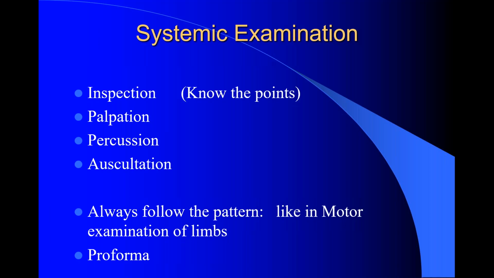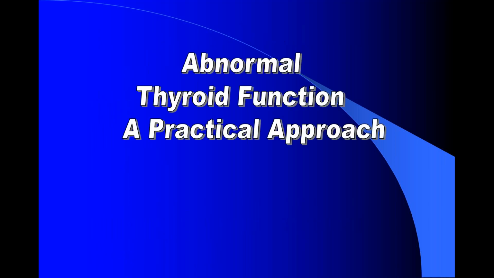So after systemic examination, obviously these are the general pattern, and then specific things you will always follow that are required for the disease. Like in a thyroid case, you will have to examine the thyroid and other signs, like you have to look for ophthalmopathy and dermatopathy. So this was general history taking and examination that you have to do.